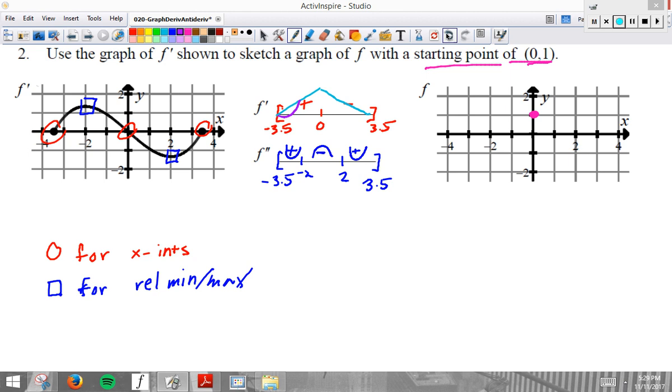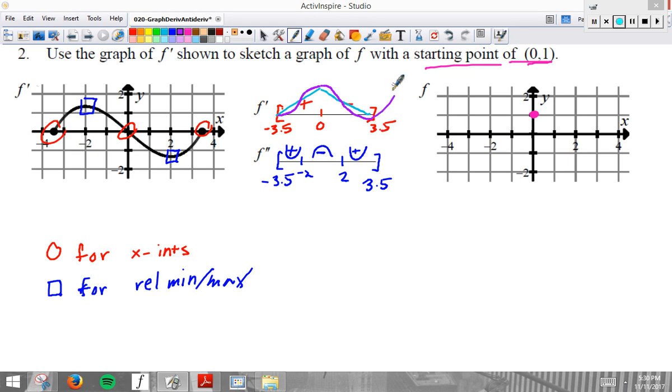Don't dip down. If you think that dips down, it doesn't. That would be decreasing. Bad. Increasing. Switch. Now we're concave down and increasing. Stop. Now we're decreasing, but still concave down. Now we're concave up and decreasing.